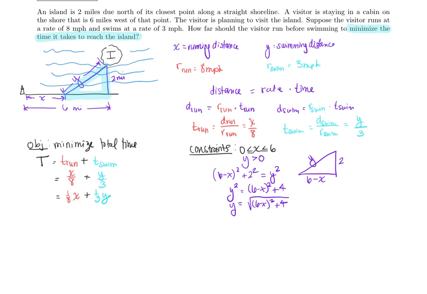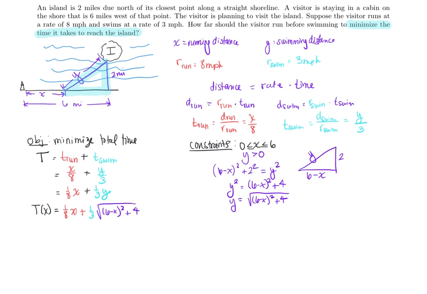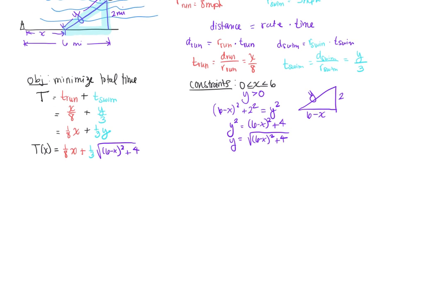So if we go back to our objective equation, t, we're now going to make it a function of x because we're replacing y with a function of x. So it's going to be our 1/8 x plus our 1/3 times the square root of (6 minus x) squared plus 4. So it looks kind of ugly, but we're going to make it okay. We're going to rewrite it, we're going to take our derivative, and we're going to solve for any critical points. So let's see what we can come up with.